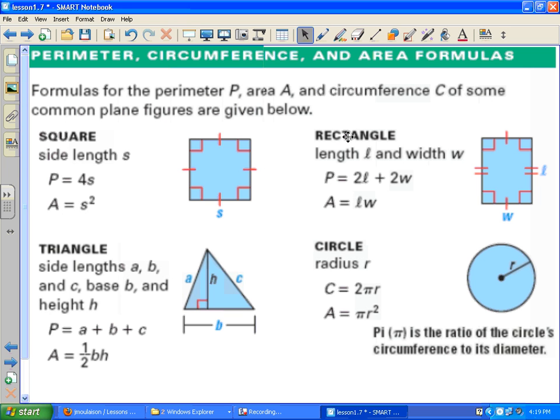For a rectangle, the perimeter is 2 times the length plus 2 times the width, and the area is length times width. For a triangle, the perimeter is the sum of the 3 sides, and the area is 1/2 the length of the base times the height. For a circle, the circumference of the circle is 2 pi times the radius, and the area of the circle is pi times the radius squared.